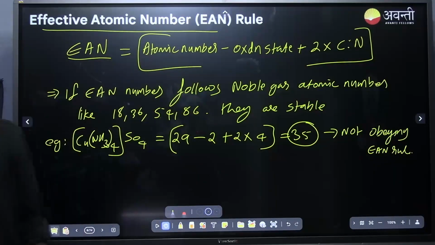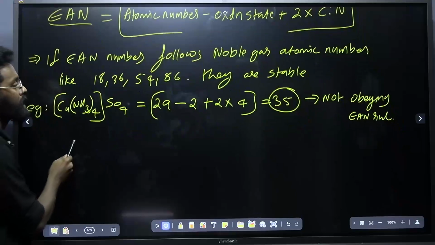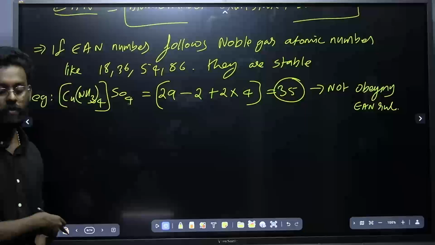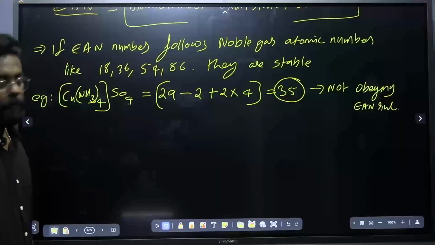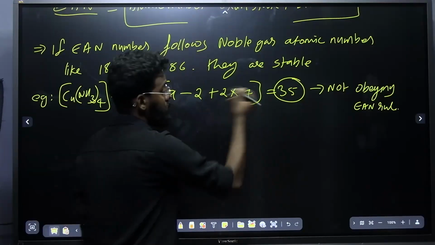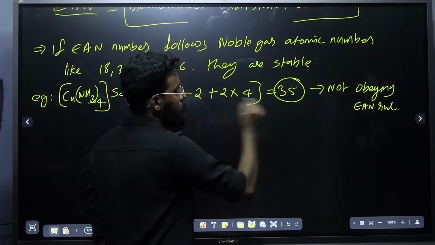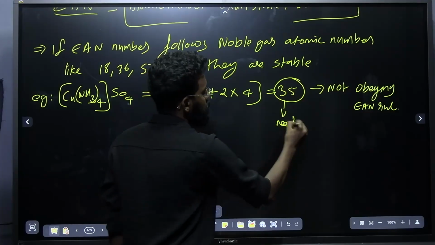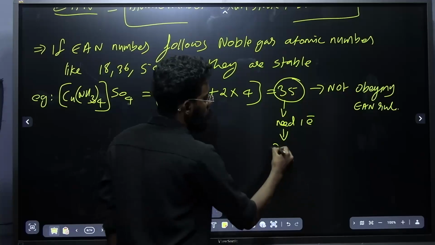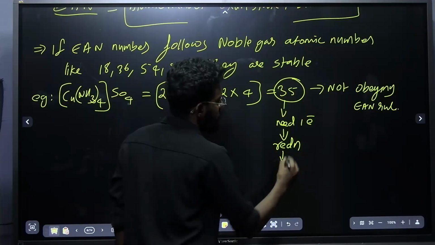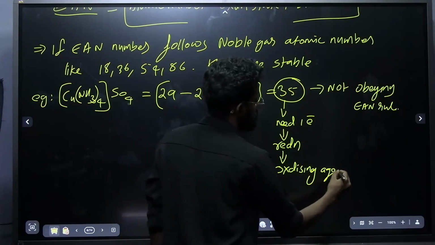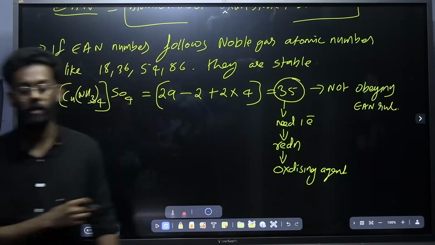But there can be one more question from this part. The question can ask whether this compound can act as an oxidizing agent or a reducing agent. What is the answer going to be? See here, very good. Here it is 35, right? 35 is the EAN, which means it needs one more electron. If it needs one more electron, it will accept one electron, which means it undergoes reduction. If it undergoes reduction, it acts as an oxidizing agent. That is the one point you have to note down here.